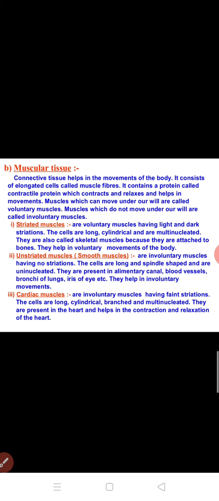So next type of muscular tissues are smooth muscles or unstriated muscles. These are involuntary muscles having no striations, no bands. The cells are long and spindle shaped and are uninucleated, meaning they have only one nucleus. And they are present in alimentary canal, blood vessels, bronchi of lungs, iris of eyes, etc. So this question can also be asked: location of different types of muscular tissues. Unstriated muscles help in involuntary movement.